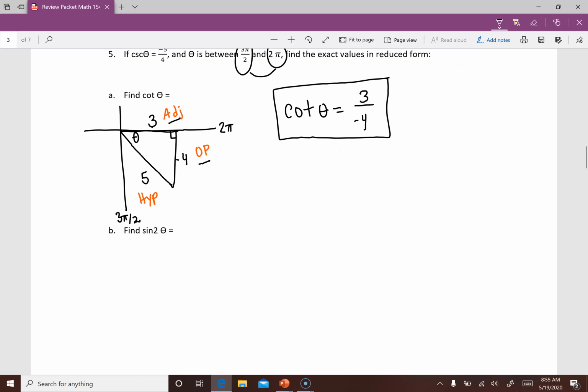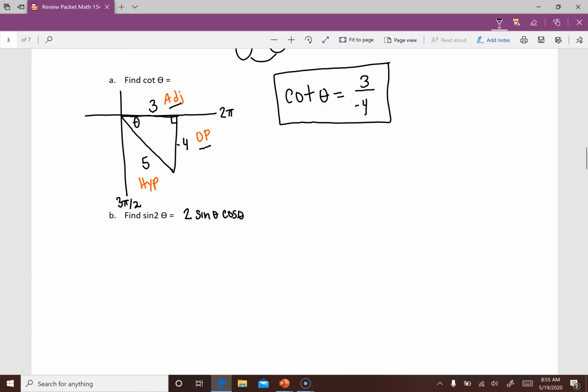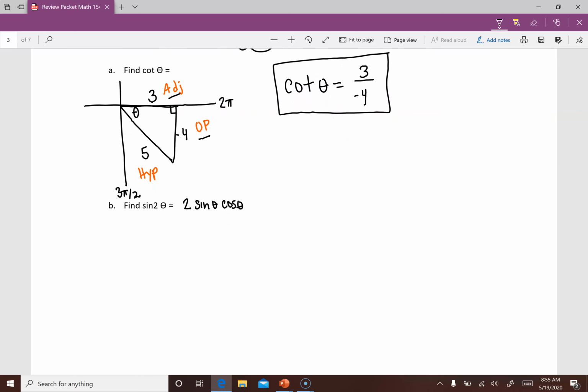All right, next problem here is sine of 2 theta, and we should remember that sine of 2 theta is 2 sine theta and then cosine theta. So what does that give us? Well, first we need to find what sine of theta is and what cosine of theta is. I'm going to go back to my picture, and I know sine is opposite over hypotenuse. In this case, that's a negative 4 over 5. Cosine is adjacent over hypotenuse, and so that's going to be 3 over 5. Wow, look at how beautiful that is.